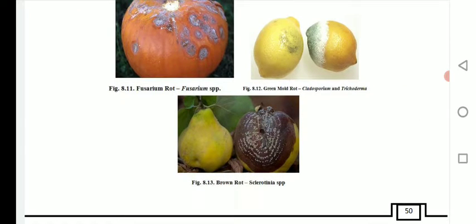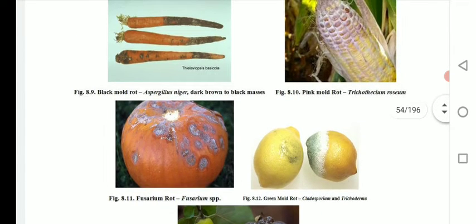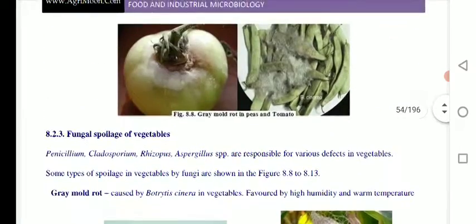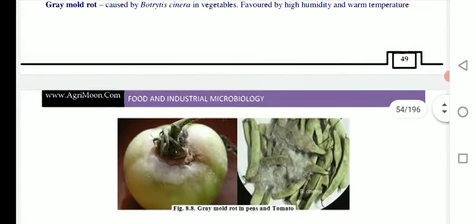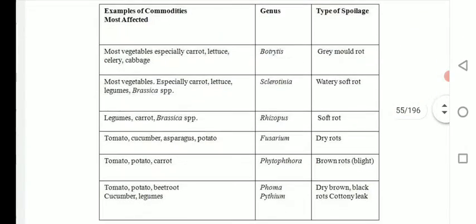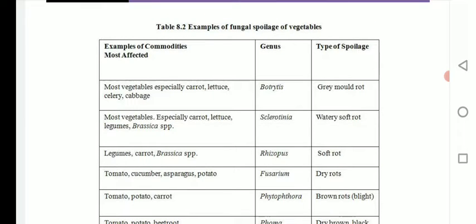Fungal spoilage is basically observed by cottony growth and white cottony growth, and rots, simply by observing black color dots or brownish dots. You can say whether it is rot or whether it is mold or cottony growth. So these are overall pictures that are showing fungal spoilage of vegetables. These are the examples of fungal spoilage of vegetables.